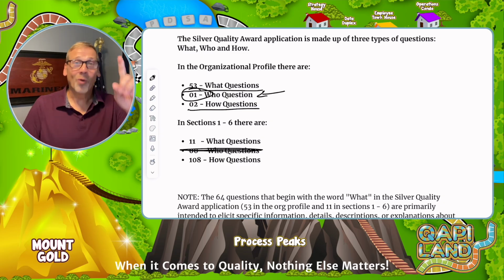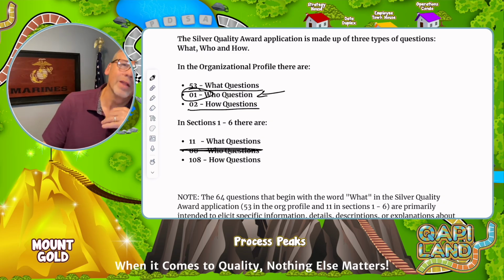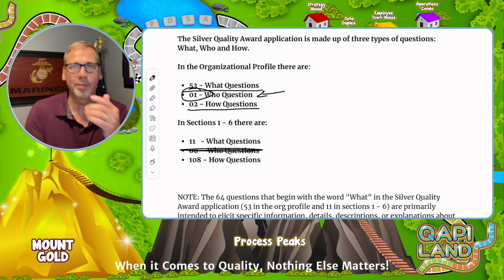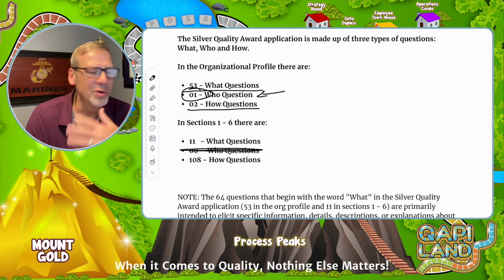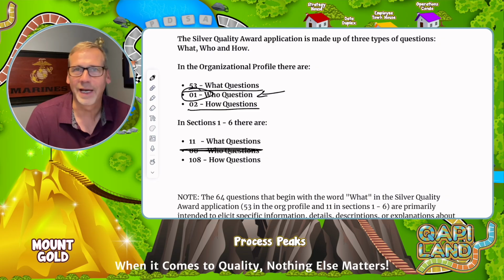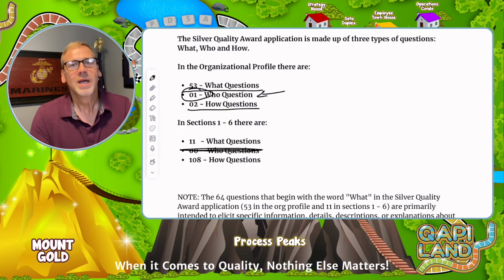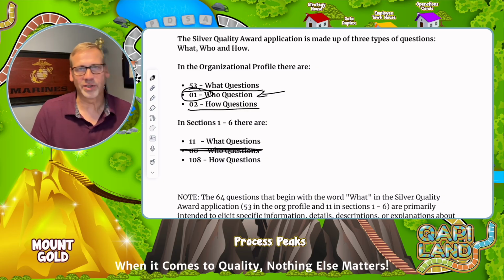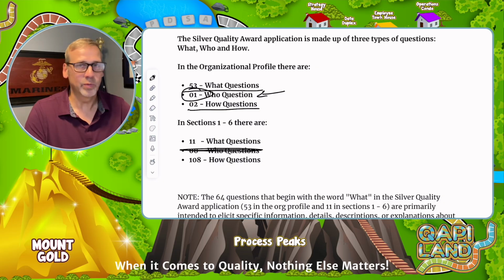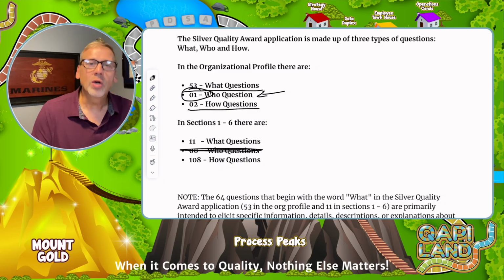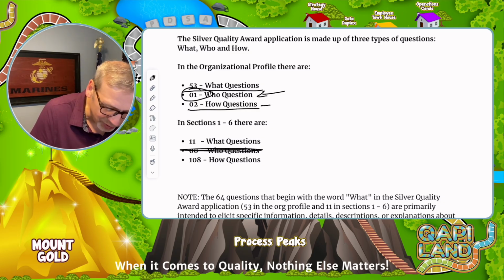There's only one who question, and it is perhaps one of the most important questions of the whole application because it's asking who is your customer, who you're trying to serve, who are your stakeholders. It's a very, very important question. Then there are only two how questions. Whereas in sections 1 through 6, which is what we're going to be getting into, look at how it turned the tides. We went from only two how questions to 108.